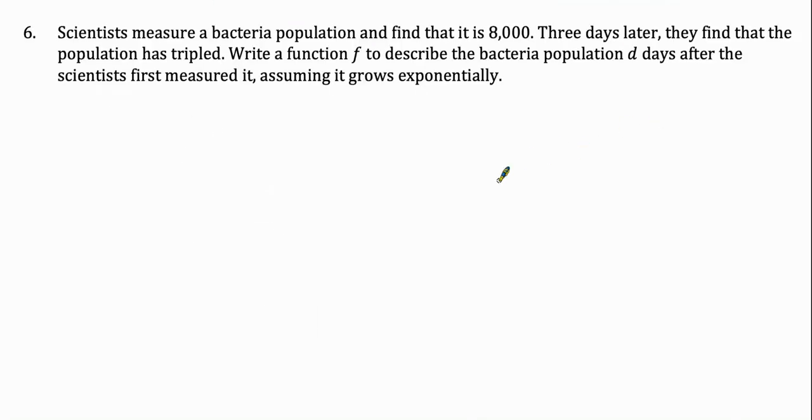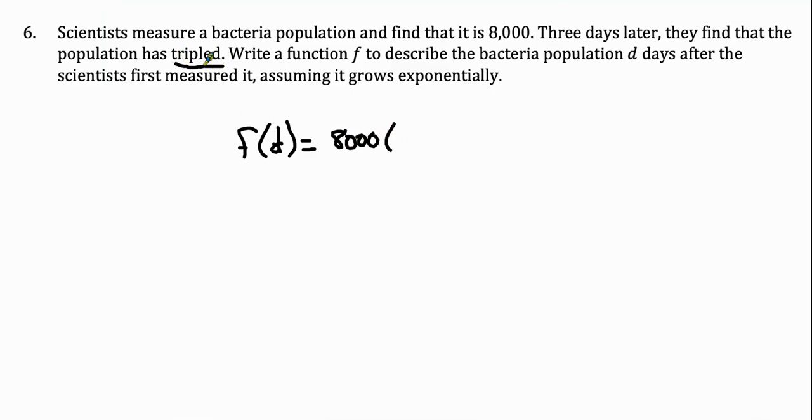On the next one, we are just trying to write a function to model this situation. So our initial population in this case is 8,000. And after 3 days, the population tripled. So to write a function to model this situation, right, we're saying f of d equals, well, we always start with our initial value times our growth factor.